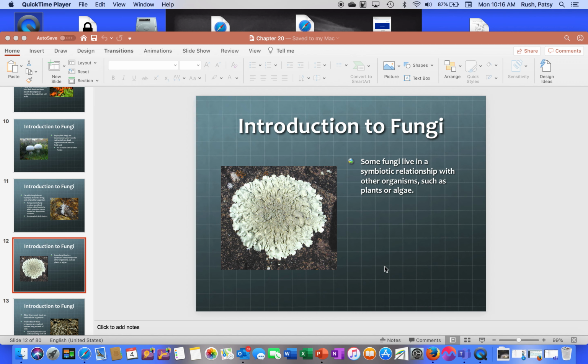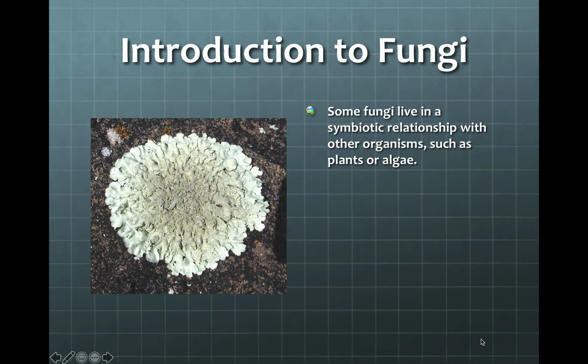Some fungi live in symbiotic relationships, and we're going to talk about these because right now we're just trying to give you an idea of the type of roles that fungi can play in the environment. So we know that some of them are saprophytes, some of them are parasitic. All of our diseases that I gave you, those are parasitic. And then we have some that live in a symbiotic relationship.